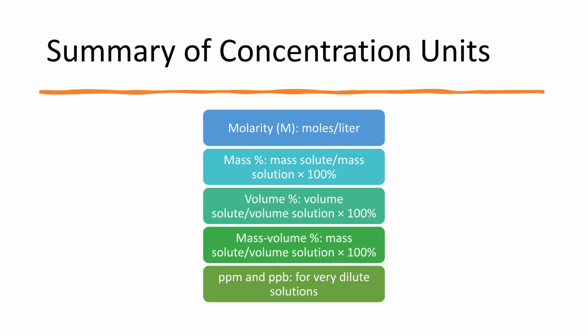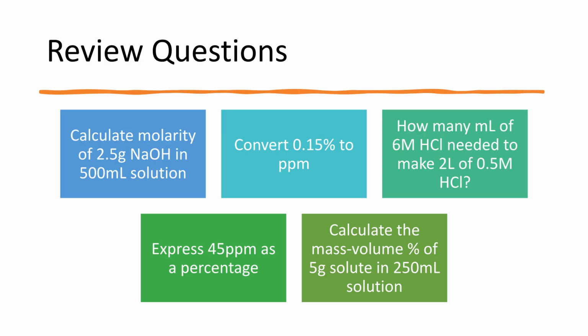To summarize, molarity is moles per liter. Other common units include mass percent, volume percent, mass volume percent, and the very dilute units of ppm and ppb. These review questions cover calculating molarity, converting between concentration units like percentage and ppm, and using the dilution equation.